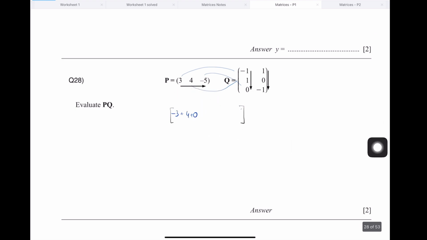So 3 into 1 is 3. Let's write that down. Plus 0 plus minus 5, in fact plus 5. So minus 3 plus 4 is 1 and 3 plus 5 is 8. So here's your answer. Get it? Yes, I got the correct answer, but I just wanted to confirm. Okay, thank you. You're welcome.